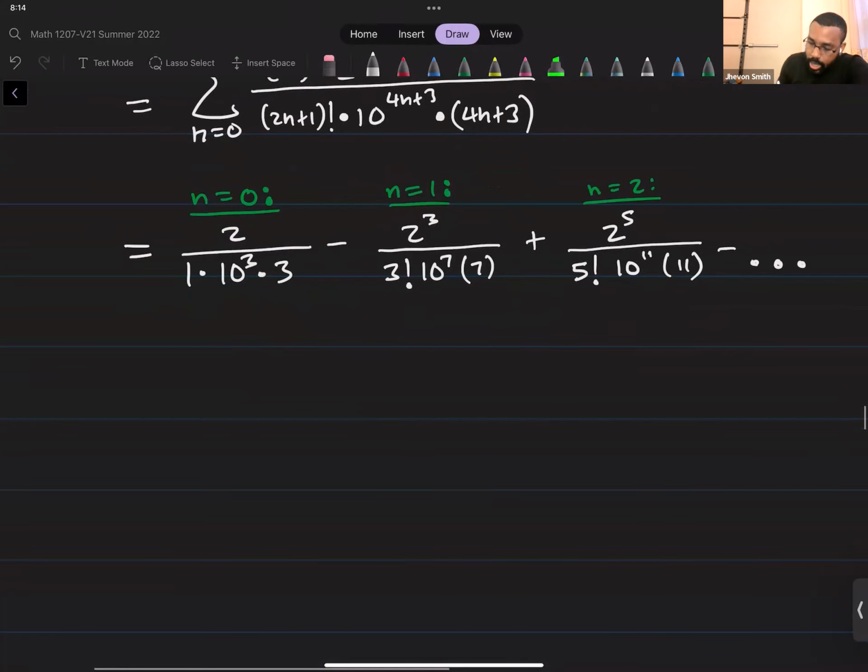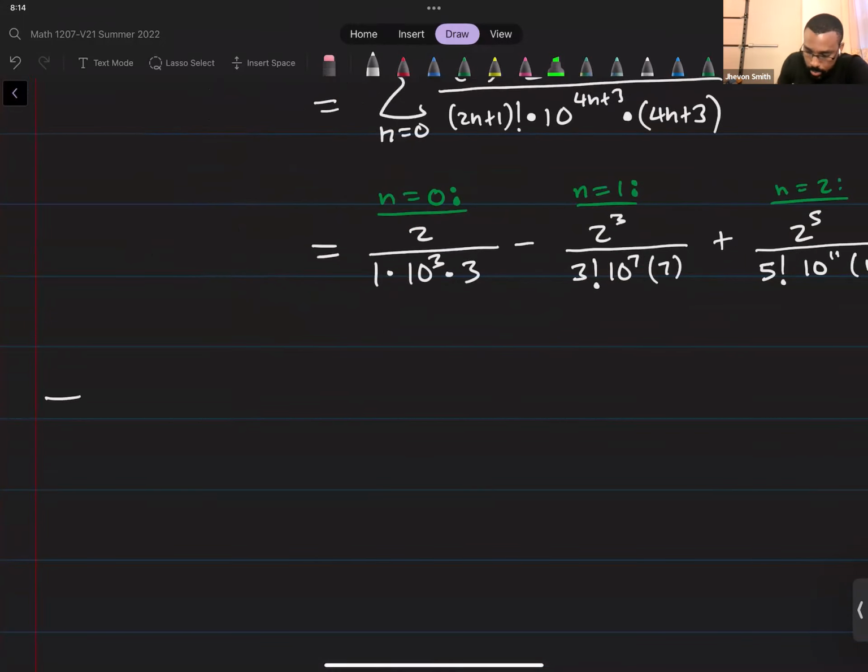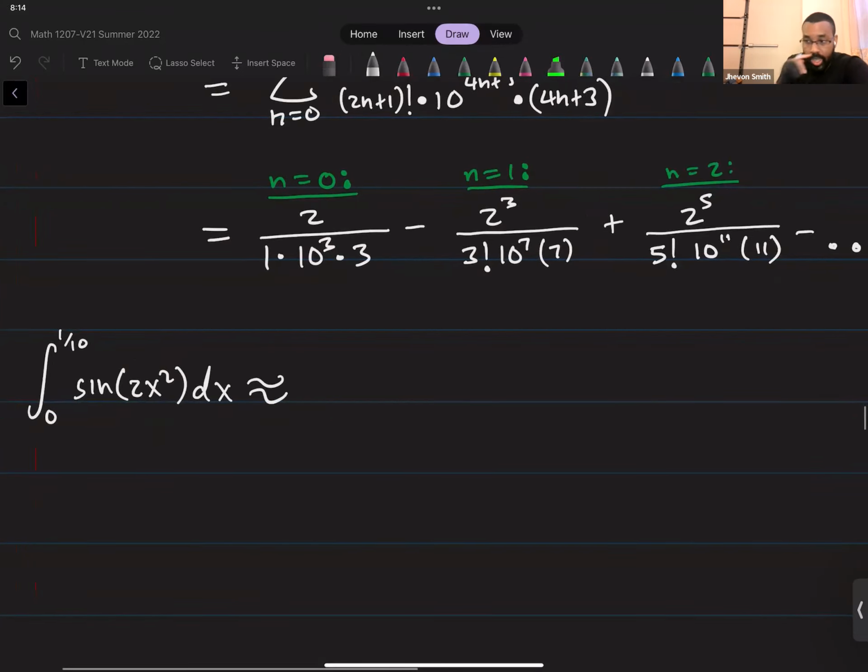So approximating it with 2 fractions, I'll just use the first 2, right? So the integral from 0 to 1/10 of sine of 2x squared dx is approximately equal to these 2 fractions. 2 over 3 times 10 cubed minus 8 over 6 times 7 times 10 to the 7.